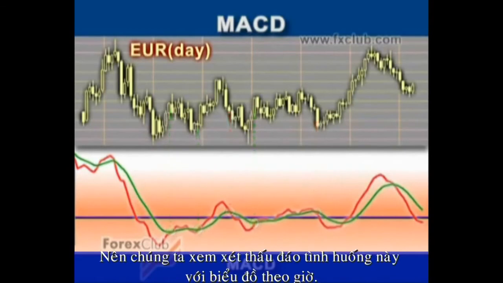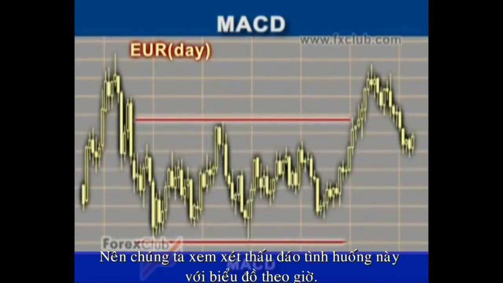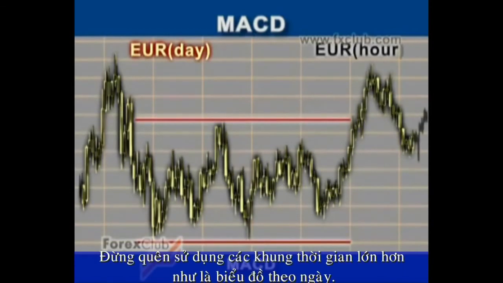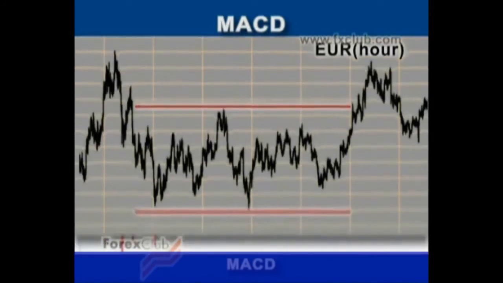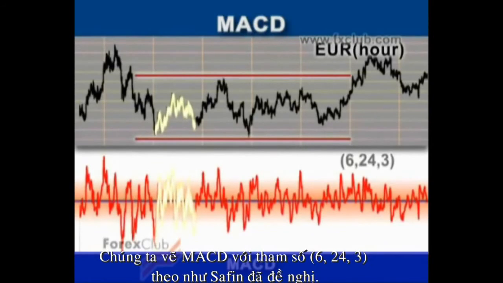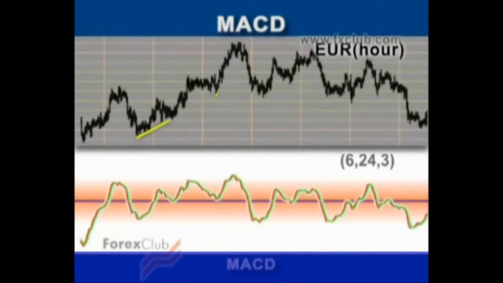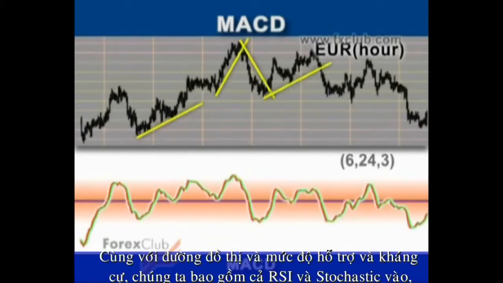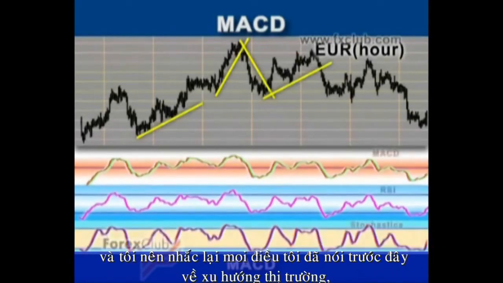So, we examined this situation thoroughly in terms of hours, not forgetting to use the borders of the range from the daily chart. We plot MACD with parameters 6, 24 and 3 following Safin's suggestion. Along with support and resistance lines and levels, we include RSI and stochastic. And I should repeat everything I said about trending markets as well, word for word.